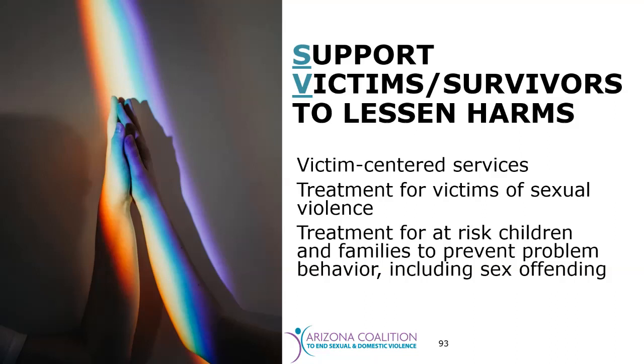Next is treatment for victims of sexual violence, such as affordable community-centered behavioral health services. And the last strategy is to implement treatment for children at risk and families to prevent problem behavior, including sexual offending, through interventions that reduce risk-related perpetration among victimized youth and increase child-parent relationship building skills. That is what STOP SV looks like in a nutshell.